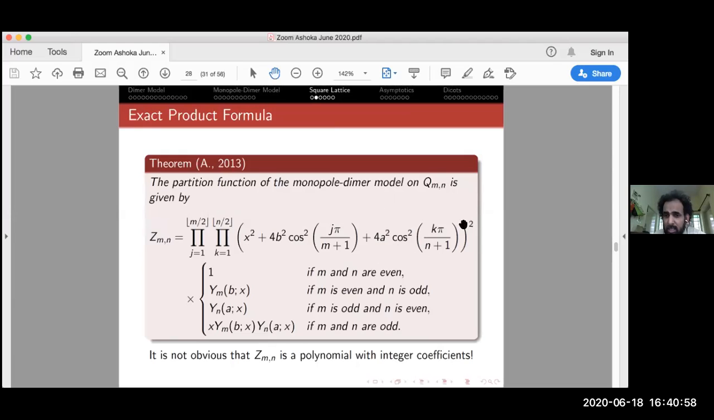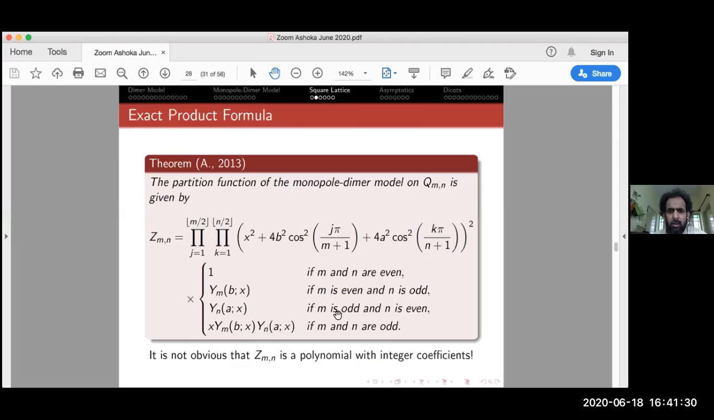But this thing is a square times a bunch of factors if at least one of them is odd. Okay? As I keep stressing again and again, it is not obvious that it's a polynomial with integer coefficients at all. But this comes up in the proof.